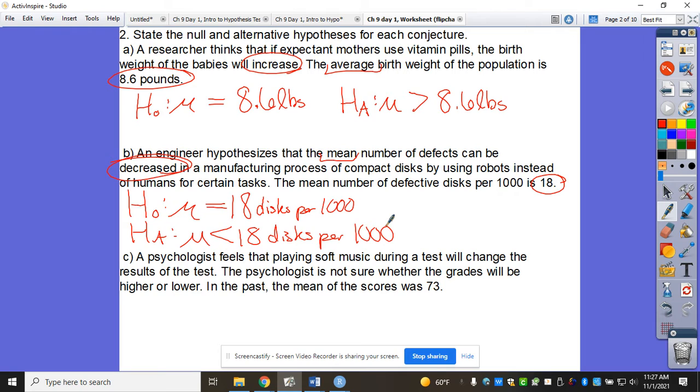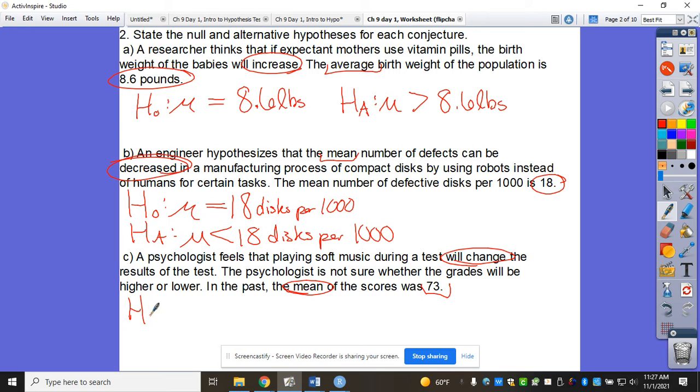A psychologist feels that playing soft music during a test will change the results of the test. What's important in that first sentence? What does that mean to me? Not equal to. I think it's going to be different, but I don't know which one, so I just go with not equal to. The psychologist is not sure whether the grade will be higher or lower, which says the same thing. However, in the past, the mean was 73.